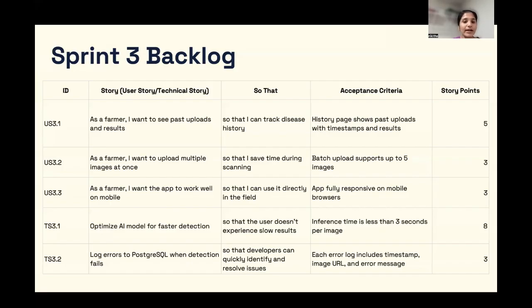And coming to the next user story, we can see the error logs. Those are stored properly in the PostgreSQL database, so developers can easily identify the errors and fix the problems. Each error must include the timestamp, image, URL, and the error message. So these are all our user stories and technical stories which we performed in sprint 3.